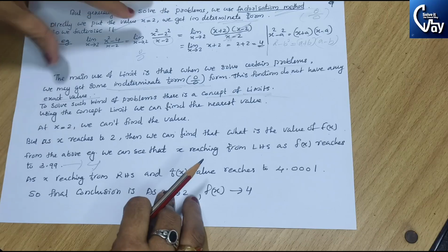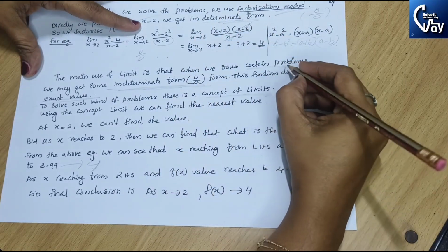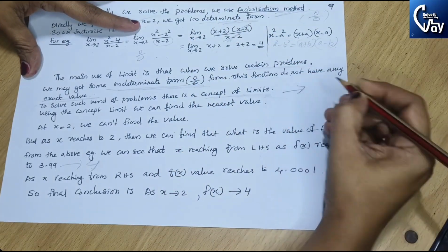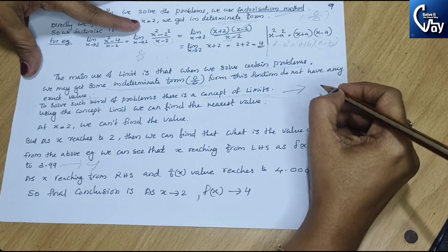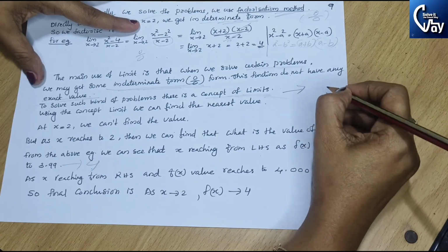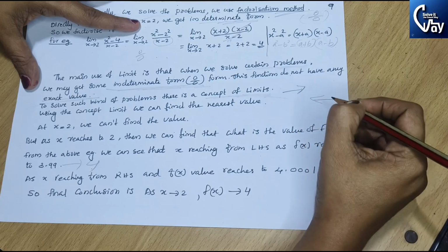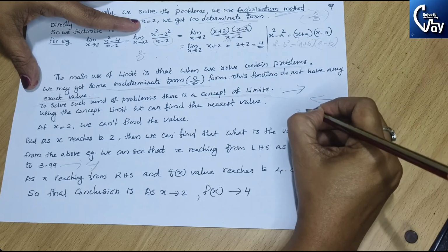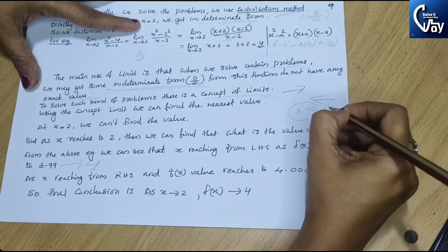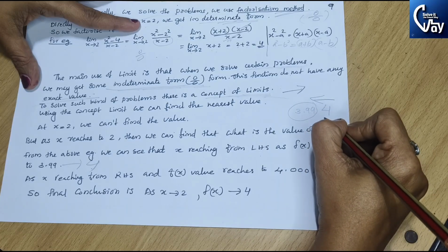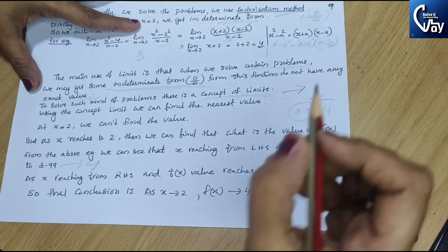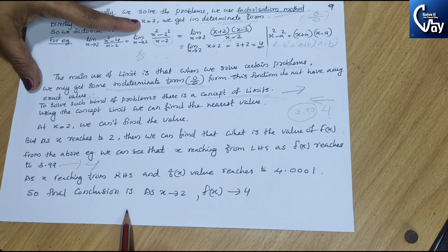From the above example, we see that as x approaches 2 from the LHS, or x approaches 2 from the RHS, f of x reaches 3.99, which is very close to 4. So we know that at that time, f of x approaches 4. In both cases, as x approaches 2, f of x approaches 4. Is it clear?